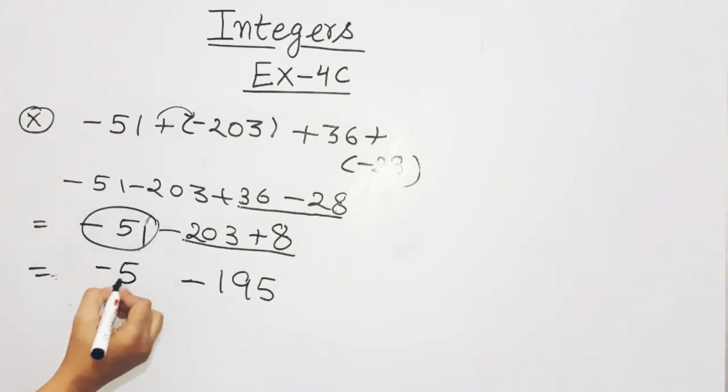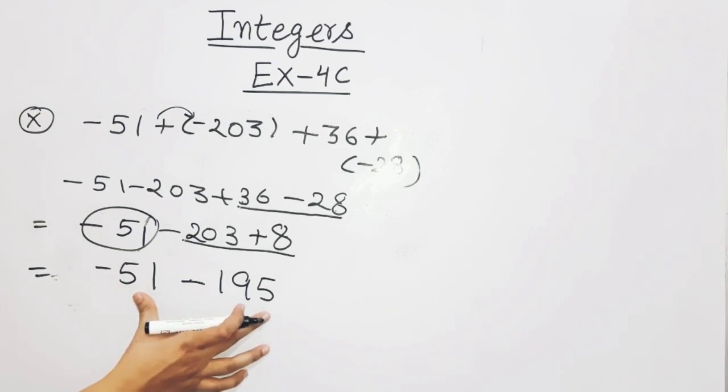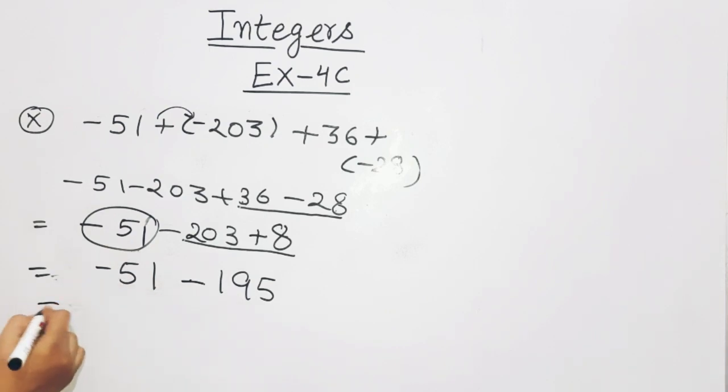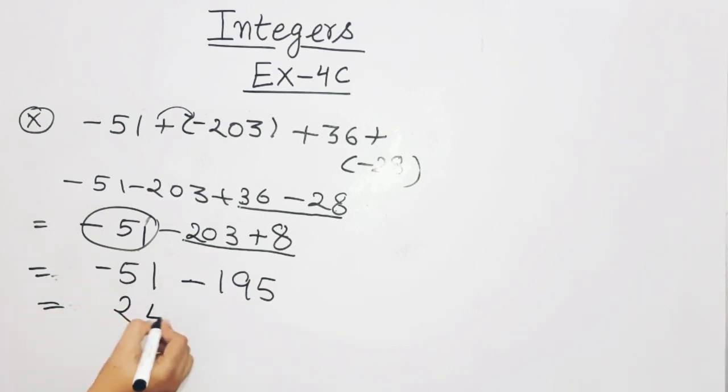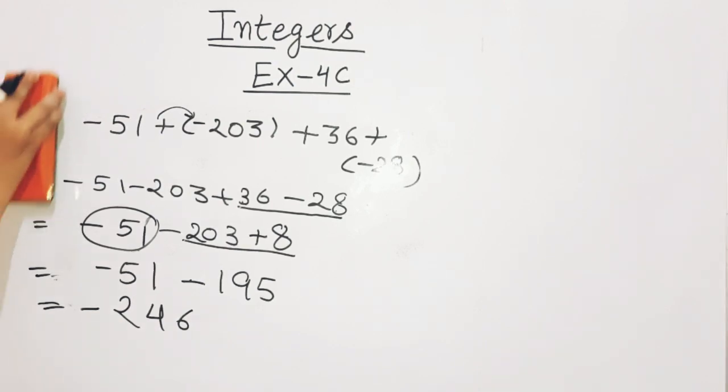So minus 51. Now two integers are there, both are negative. What we have to do, we have to add them and give the sign negative. See, my answer has come. So I hope now you must have understood. If you have understood, please reply in the comment section.